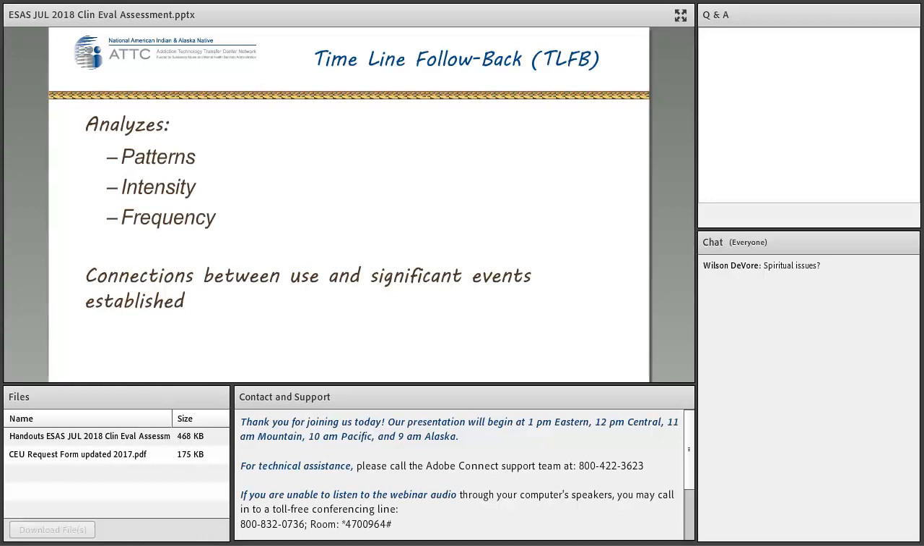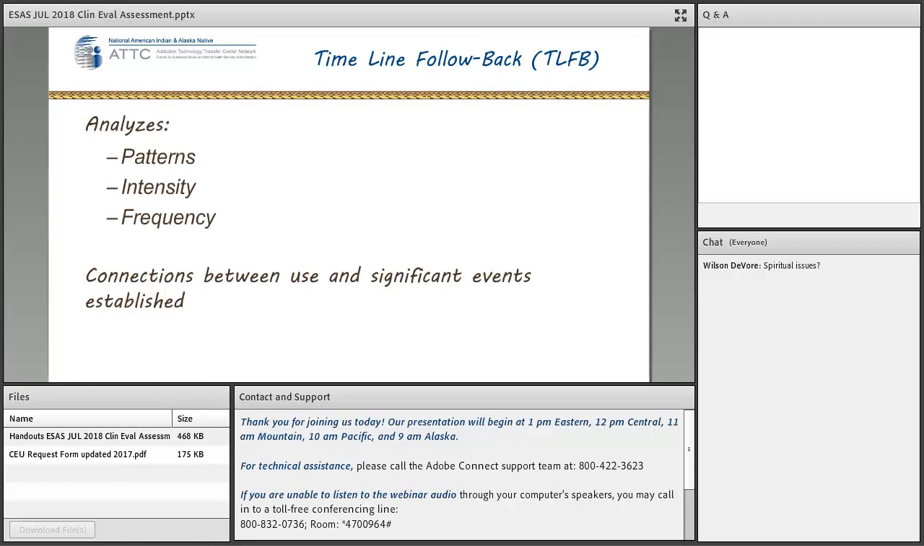So is this a time in the past when somebody has passed away in their family? Is this something that has happened that has been affecting them over many years? So you need to look at some of those things.